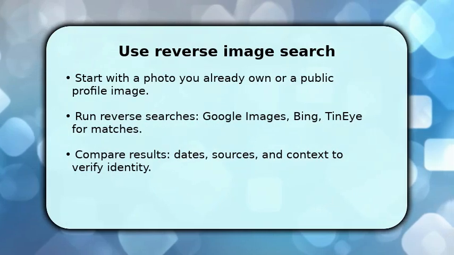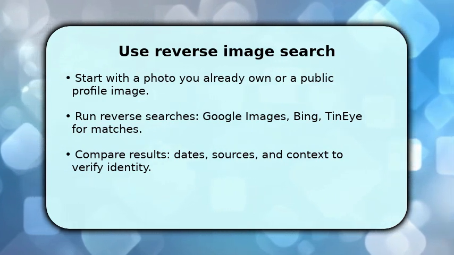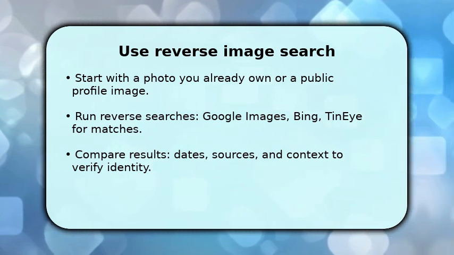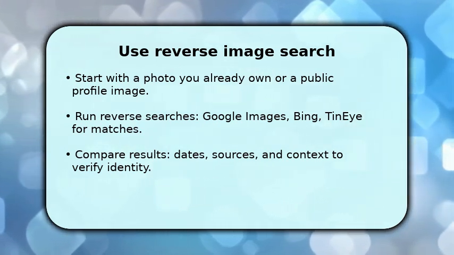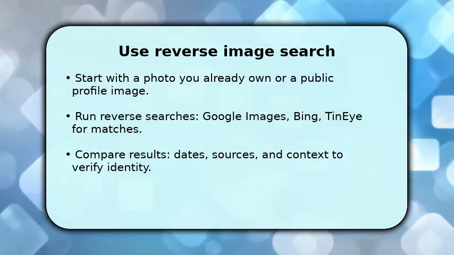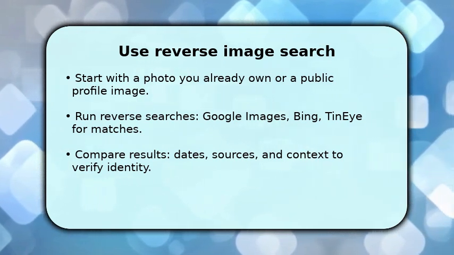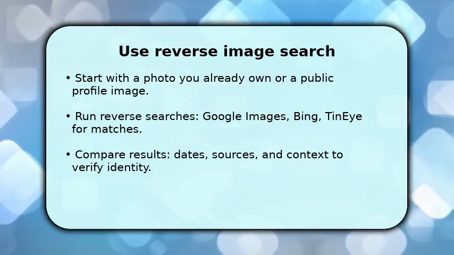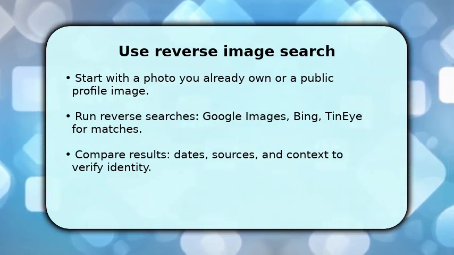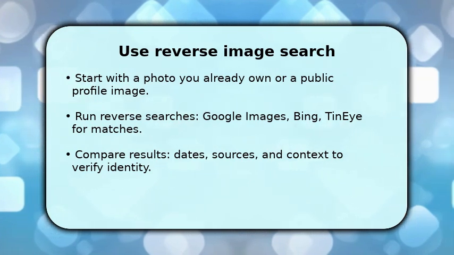Next, use reverse image search with an image you legitimately possess or a profile photo visible to you. Upload that image to Google Images, Bing Visual Search, or TinEye to find copies or related photos across the web. This helps you locate shared instances, higher resolution originals, or linked pages. Once results appear, compare dates, surrounding text, and source credibility to confirm it's the same person, and make sure you don't use private images without consent or bypass protections to obtain them.